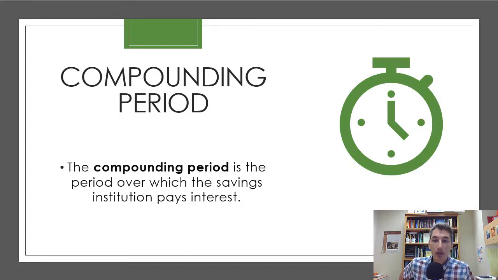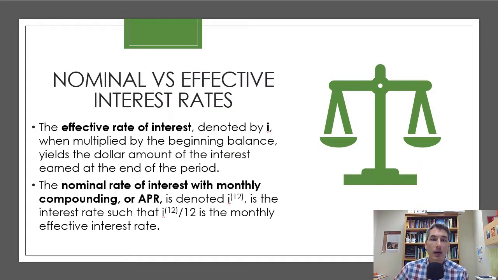First, the compounding period is the period of time over which the savings institution pays interest. This compounding period could be yearly, monthly, or daily, but the idea is you have a balance. After one compounding period, they pay out interest. That interest is then deposited into the account, and for the next period you have a bigger balance, and so you get more interest. So we're assuming compound interest, and the compounding period is just that length of time you wait before the interest is deposited.